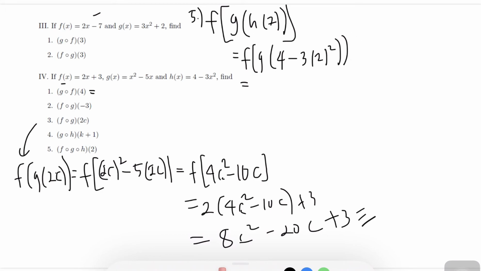So, use your calculator. So, this will become negative 8.